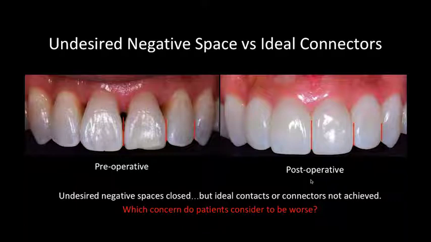And so the question is, which concern do the patients consider to be worse? The patients really don't like the open gingival embrasures, those black spaces. And for the patient, even though I didn't achieve the ideal connector lengths or the ideal contact lengths, they were very happy with this aesthetic result. So here I'm just talking about an example where, even though I didn't get the ideal connector lengths that doctors would want, and doctors might sometimes look at the postoperative photograph and say the tooth form isn't ideal because of the contact lengths, the patient was very happy with the result.